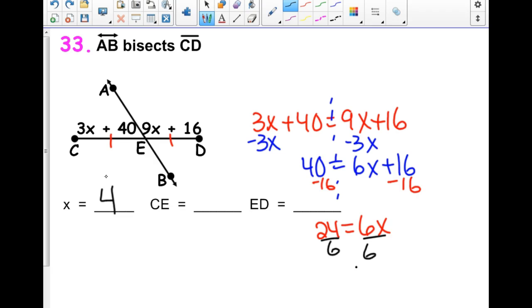Substitute back in to CE to get 3 times 4 plus 40. 12 plus 40, this would be 52 for CE. And ED should be the same. 9 times 4 is 36, plus 16, that'd be 52.